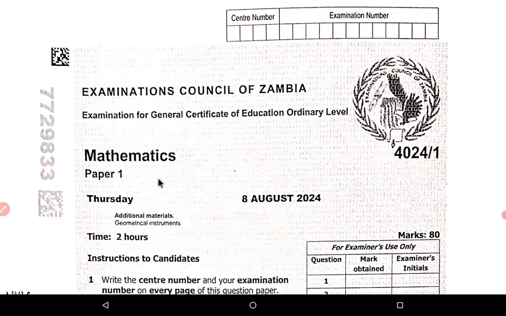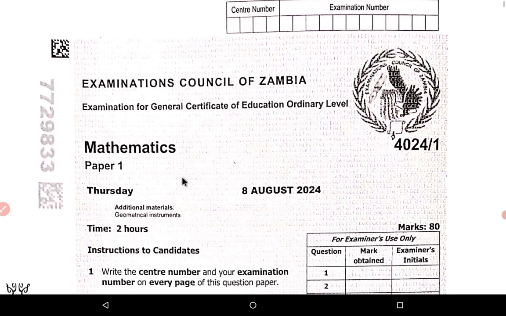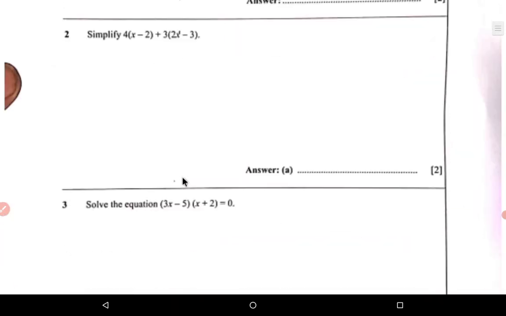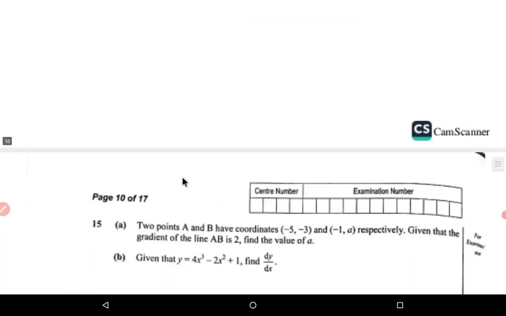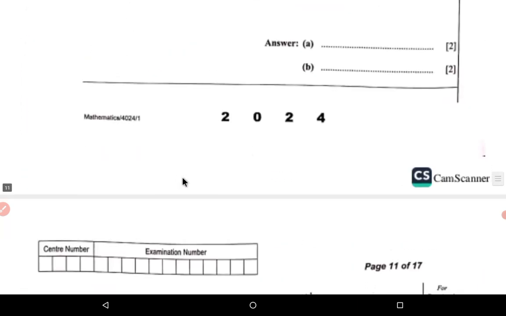But we started answering questions from this paper, and we've answered quite a number of them. We are now on question 18. That's where we'll be starting from today.